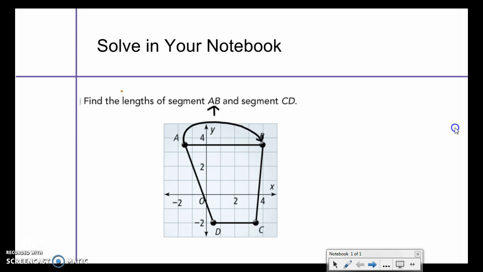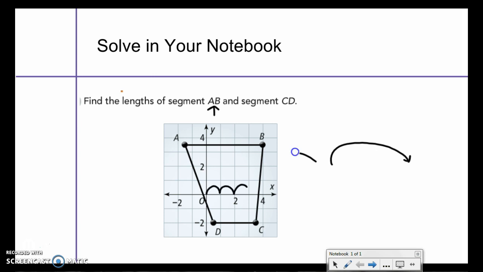You can count it by ones, which would be kind of hard because A is not really on a 1. Or you can find each distance. So let's figure out what the distance is for B. Starting at your origin, B is 1, 2, 3, 4 spaces away from 0. Okay? So we have 4.